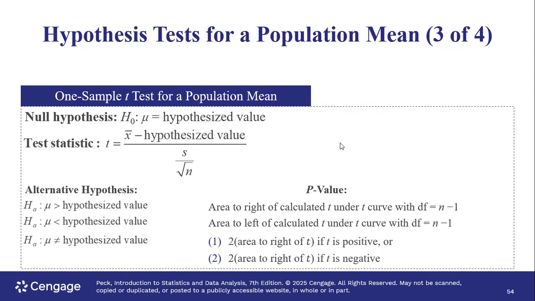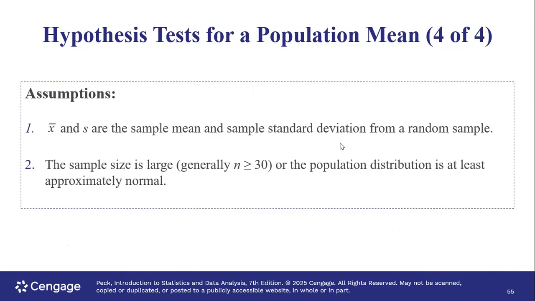And if we are doing a not equal to, which is a two-tailed test, then depending on whether the test statistic t is in the left tail or in the right tail: if it is in the left tail, then the p-value is twice the area to the left of the test statistic. And if the test statistic falls in the right tail, then the p-value is twice the area to the right of the test statistic under the t-curve with n-1 degrees of freedom. Assumption: x bar and s mean the sample mean and the sample standard deviation from a random sample. That's important, a simple random sample.